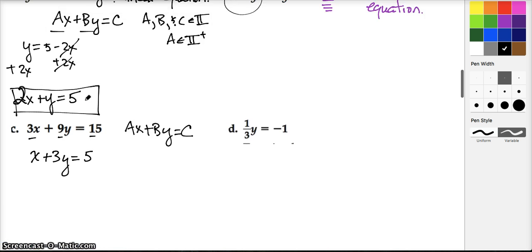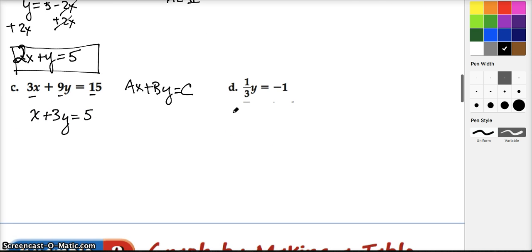Let's take a look at this one over here. So we've got part D. Part D has 1/3 y is equal to -1. On the surface, this looks a little bit like it's not a linear equation, because early in the definition, I told you that the linear equation has to have an x and a y. Let's keep that in mind just for a second. I said generally it should have an x and a y. So you're thinking, okay, where's my x and y? Okay, so it's kind of here. You're not going to be happy.